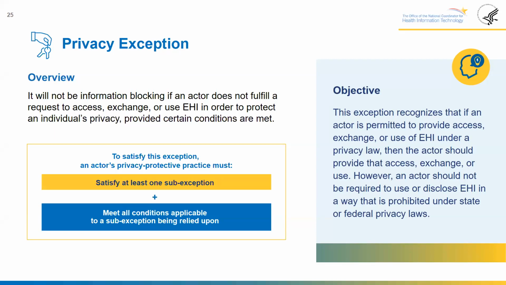The third sub-exception has to do with a denial of an individual's request for their EHI consistent with HIPAA. Under this sub-exception, an actor that is a covered entity or a business associate may deny an individual's request for access to his or her EHI in the circumstances provided under the provisions in 45 CFR 164.524(a)(1) and (2). So that one's pretty straightforward and aligns with HIPAA. And last, the fourth sub-exception has to do with respecting an individual's request not to share information. Under this sub-exception, an actor may choose not to provide access, exchange, or use of an individual's EHI if doing so fulfills the wishes of the individual, provided certain conditions are met.